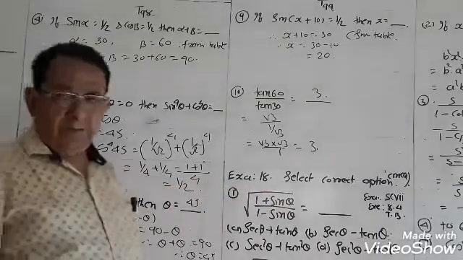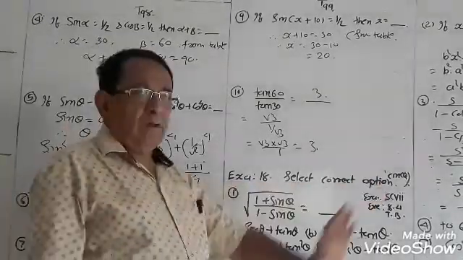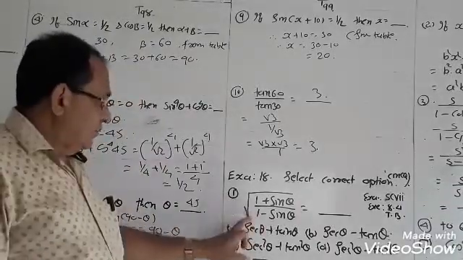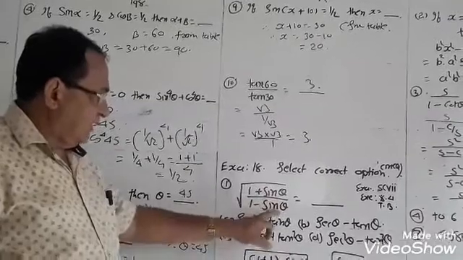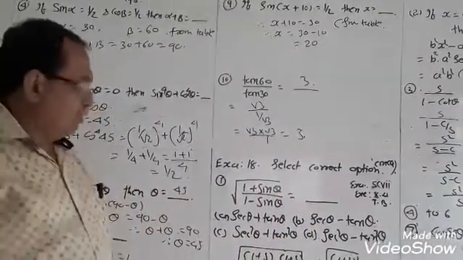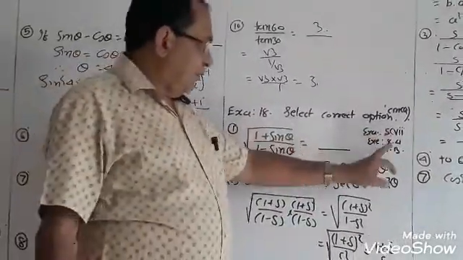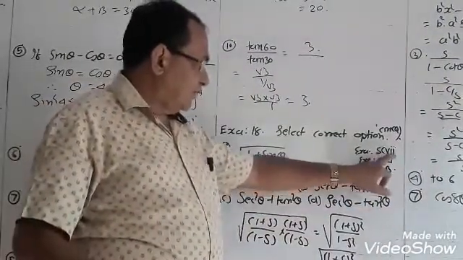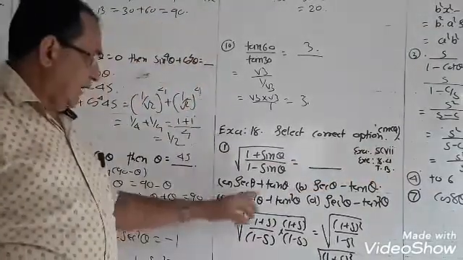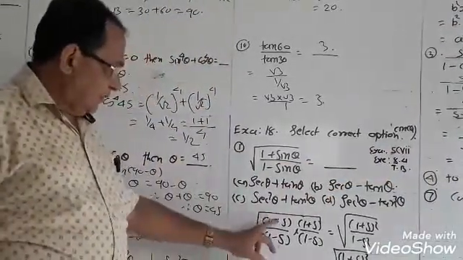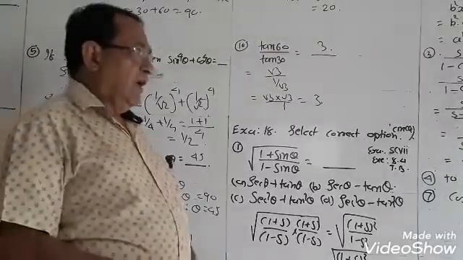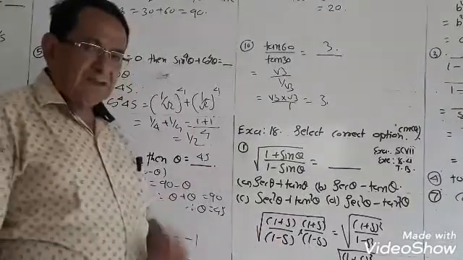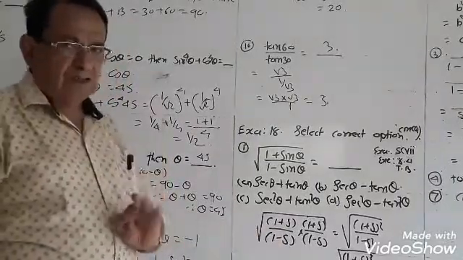Now example number 18. Select the correct option. MCQs are given. The square root of 1 plus sin theta upon 1 minus sin theta is equal to dash. Actually this sum is example 5, number 7 of exercise 8.4 in the textbook. Options are given. Here you do not need to show methods, so I take s to mean sin theta and c to mean cos theta, you should understand.